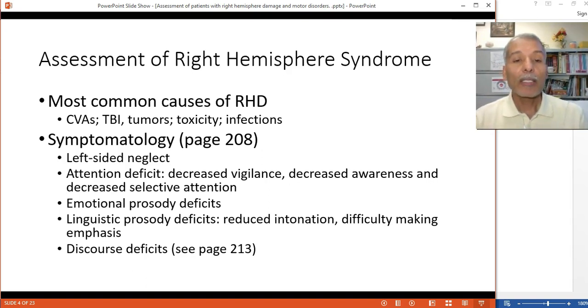Emotional prosody deficits, and I explained extensively why. And linguistic prosody deficits. Prosody is basically the intonation of the language. Intonation comes from tone. How do you intone your language so that you raise your pitch, lower your pitch, raise your loudness, lower your loudness, in order to continue to be dynamic and to keep the nervous system of the person you are communicating with alert and focused on what you want to say to them.